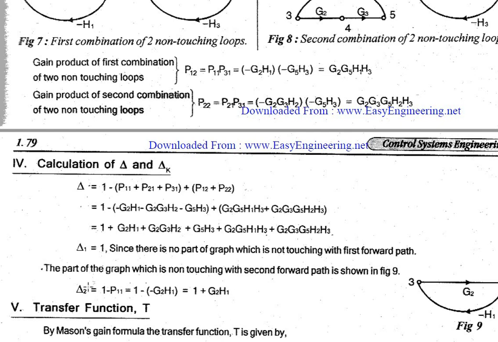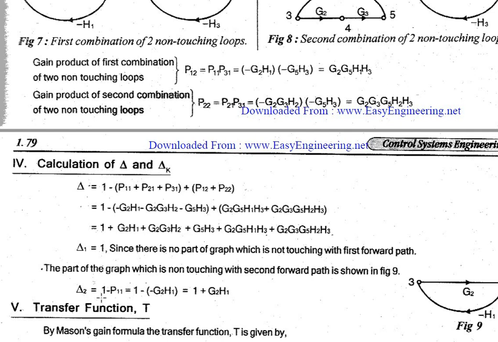Del 1 means, totally from the problem we have two forward paths. So we have to find out del 1 and del 2. Del 1 means 1 minus the sum of the individual loops that are non-touching with the first forward path. Since there is no loop which is non-touching with the first forward path, therefore del 1 is 1.